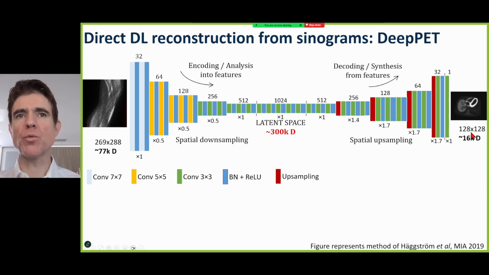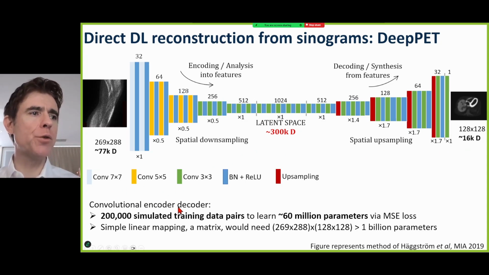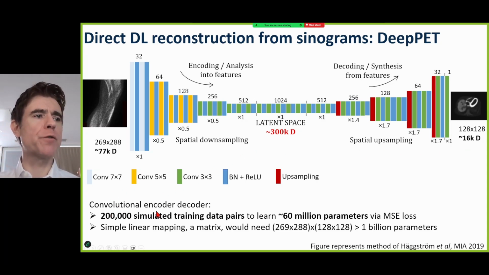And here, just a 128 by 128 image, 16,000 dimensions in a vector space. So a convolutional encoder decoder, they use 200,000 training data pairs to learn now a 60 million parameter mapping, CED, using mean square error loss.